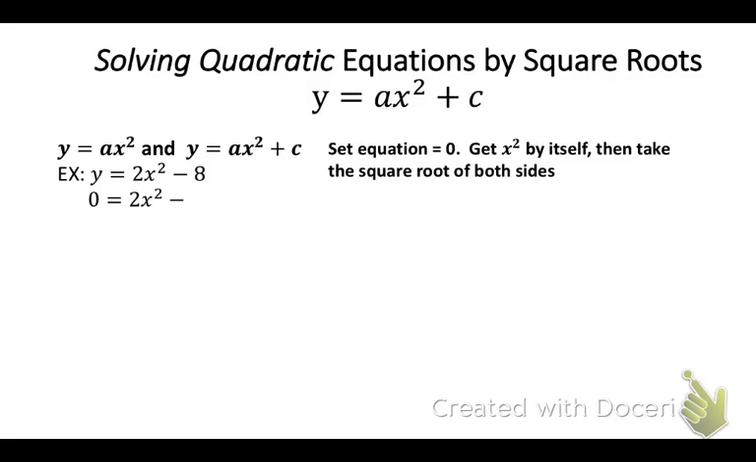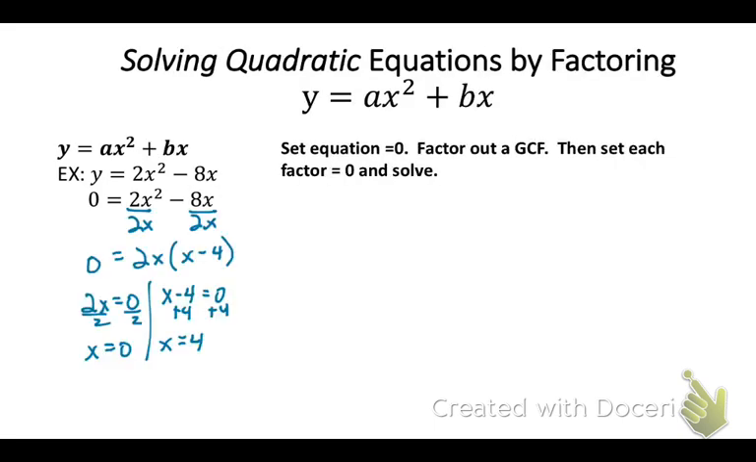All right, go back to your note sheet, and let's talk about solving quadratic equations by square roots. If you only have an x squared and not a single x, just an x squared in the equation, then you can set it equal to 0 and solve. Here I need to factor out my 2x first, and then I'm going to set those expressions both equal to 0 and solve.